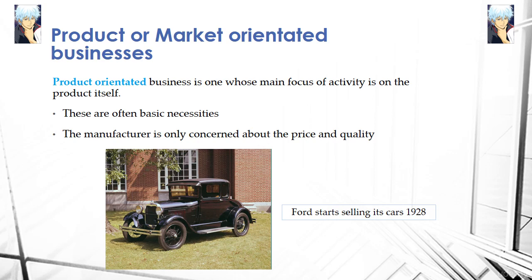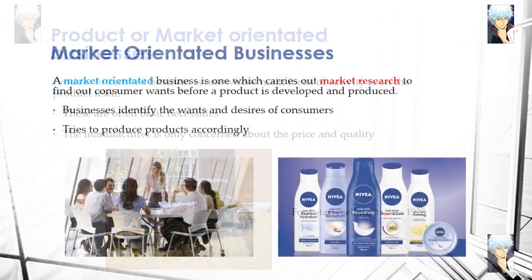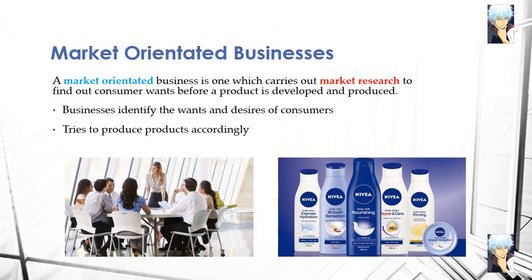buy it. Think about the early cars that were manufactured back in 1928 when Ford started manufacturing the cars. They were very unique, and because of the product being so good, they knew that consumers would come and want to buy it. The second approach, one that is taken by most businesses, is the market-orientated approach.